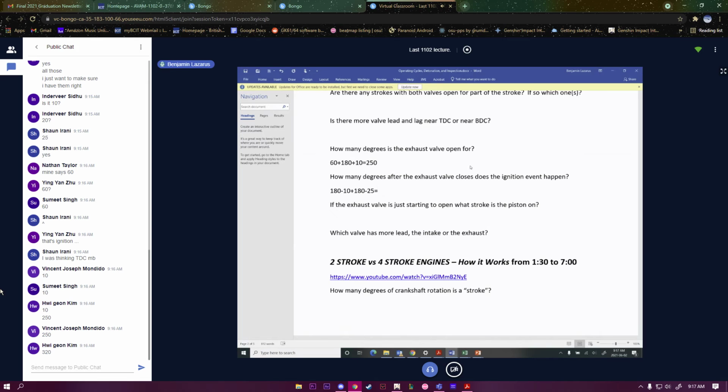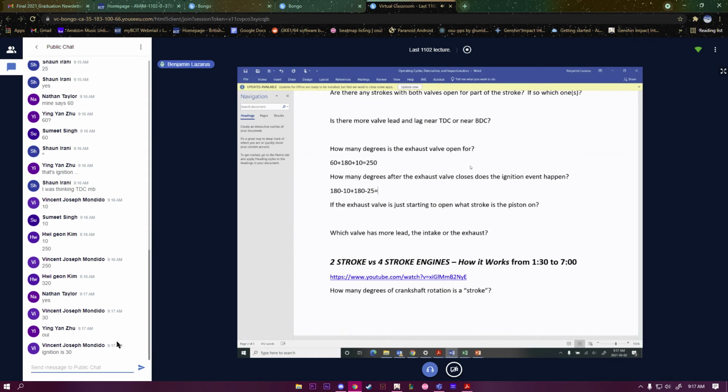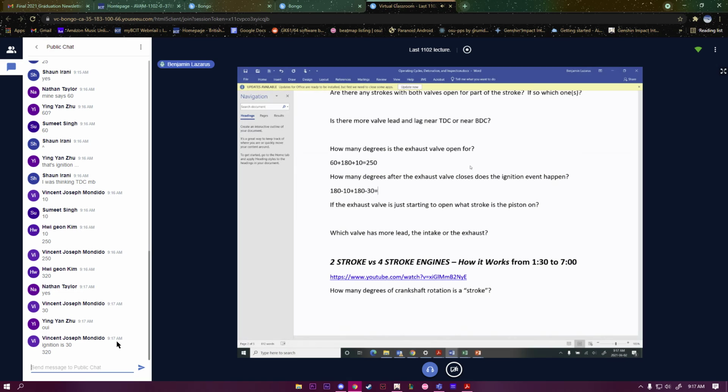You said the ignition was 25 degrees before top dead center, is that right? I don't have the diagram in front of me. 30. Because ignition is 30? Okay. If the ignition is 30, then that becomes my number. And we end up with 170 plus 150 comes to 320.